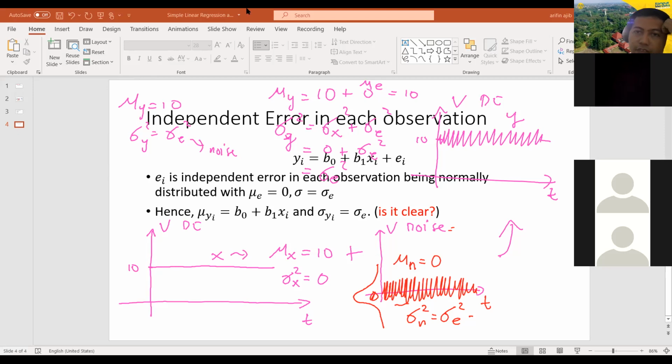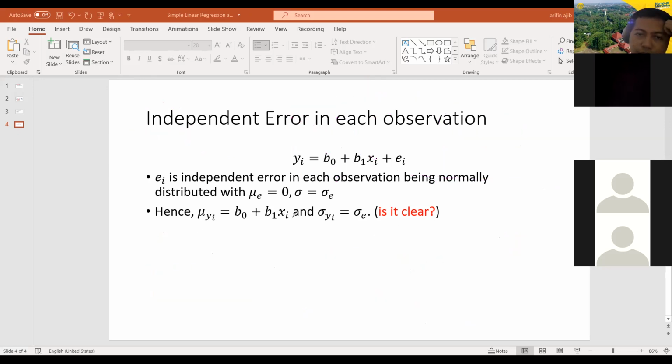Oke. So, from this equation and given explanation about the error, we can conclude into this expression. Is it clear?